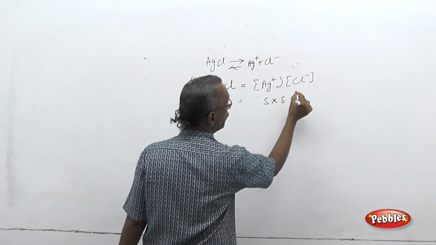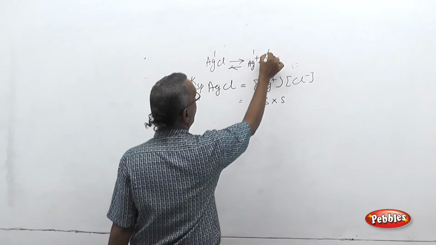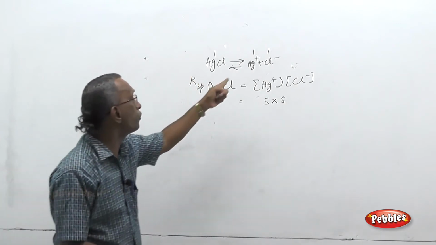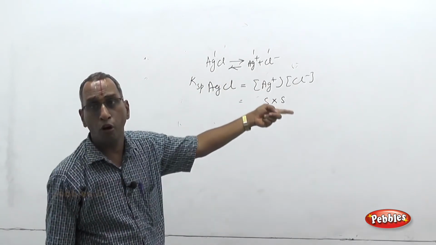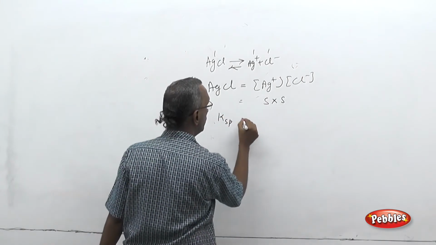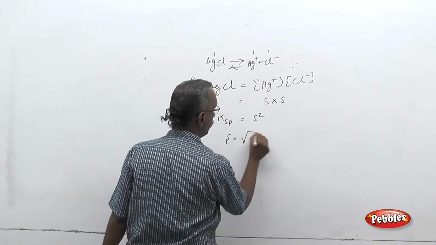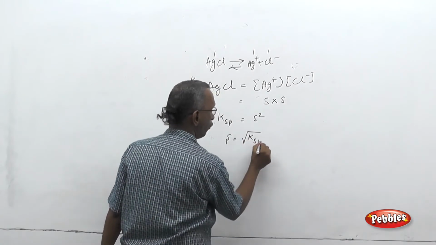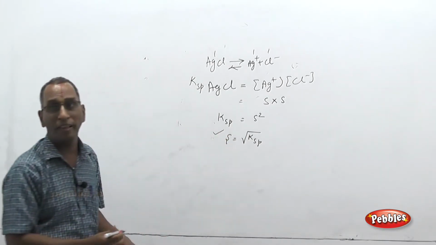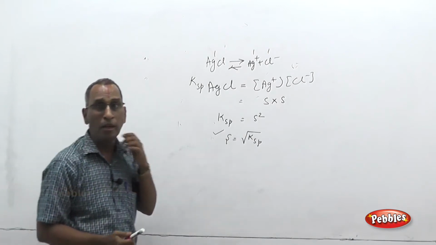Another S is the concentration of Cl minus, because 1 mole dissociates to form 1 mole each of silver plus and chloride ion. Then S moles will dissociate to form S moles each of silver plus and chloride, and so Ksp equals S squared, or S equals root of Ksp. So from the knowledge of solubility products, it is possible to determine the solubility of a substance. So this is to be noted.